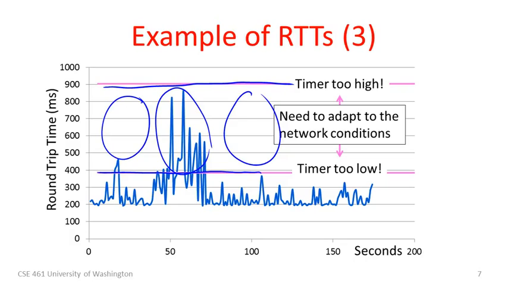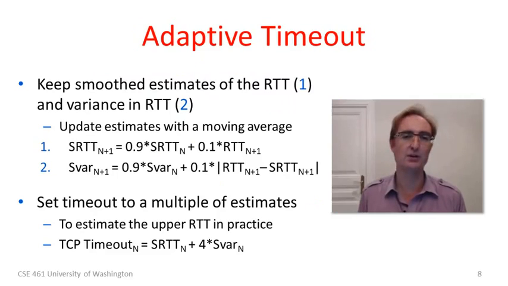So over time, we would like to move from low to high, back to low again. That's what we want to do. How are we going to do that? Well, I'm glad you asked. We're going to use an adaptive timeout. Now the math looks a little hairy here. Don't worry, actually, it's fairly simple when you get used to it.